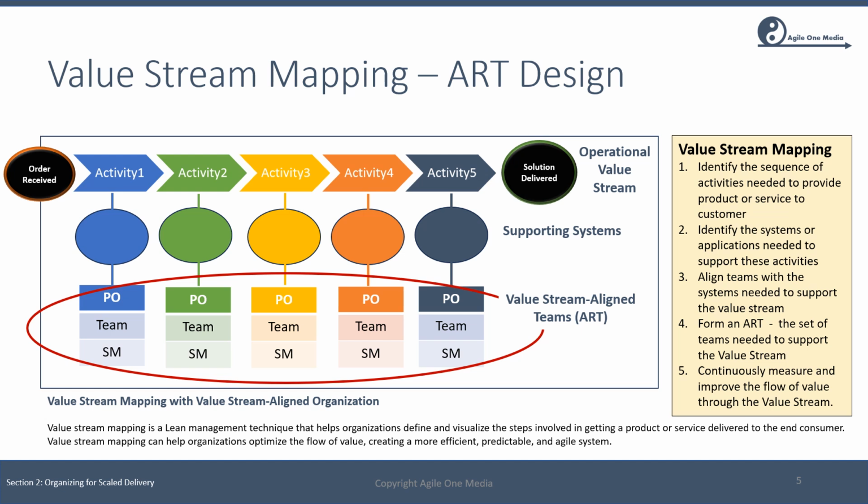Step two then is to identify the systems or applications needed to support each of these activities. For example, one of the steps in processing a loan application might be to generate a credit score for the applicant using a system that performs that function. Another example might be a custom search engine in an e-commerce system that provides product recommendations based on a user's search queries.